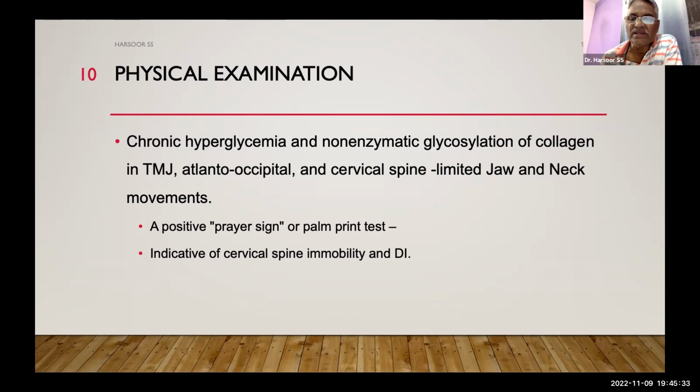So what happens is limited joint and neck movements, which I'm very much interested in when we are securing the airway or intubating. And for that, I'll not go into the details of what a prayer sign or a palm print test is. These tests are absolutely necessary, and definitely they will give an indication regarding the cervical spine mobility and the possibility of a difficult intubation also. So it is a very, very important test.